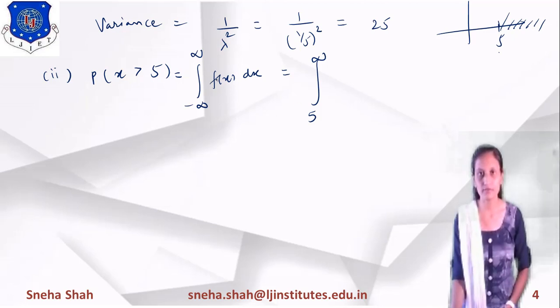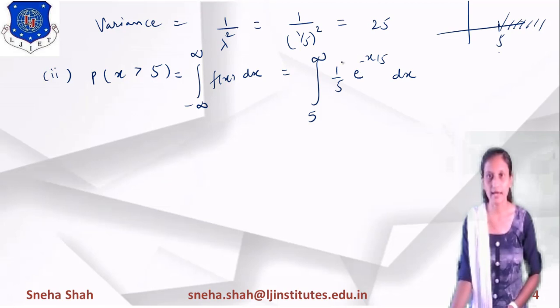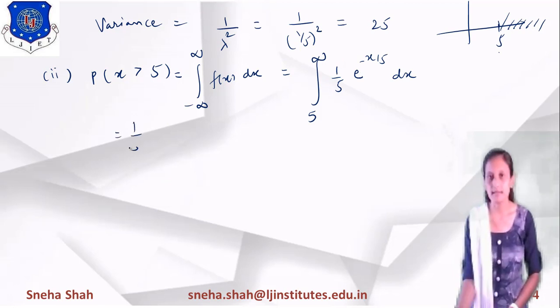What is the value of f of x? It is given to you as 1 by 5 e raised to minus x by 5 dx, right? Now 1 by 5 is a constant, so it will be outside of this integration.